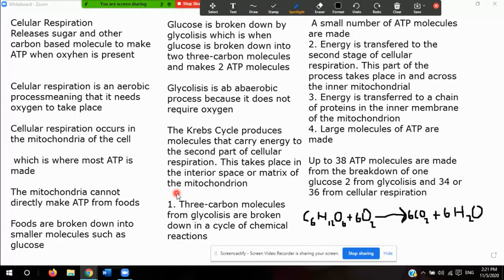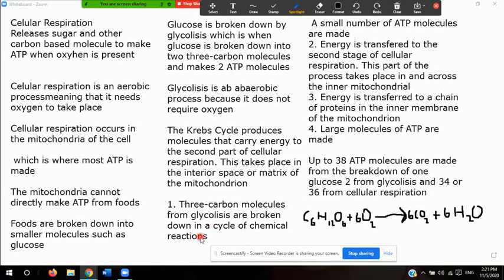And there are 4 steps. Now, these are 4 very general steps of cellular respiration, so I'm going to summarize them. Then in our next class and in our next video, we'll definitely go more in depth into what cellular respiration is. So the first step says that 3 carbon molecules from glycolysis are broken down in a cycle of chemical reactions. So basically what's happening, and you can actually see it down here in this equation, is that this glucose molecule is being broken down. So that's the first step.